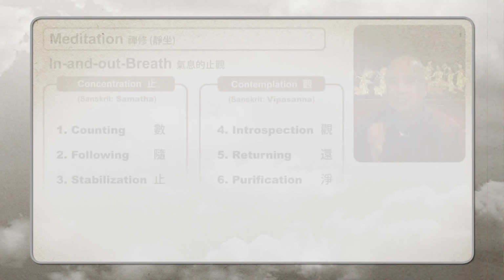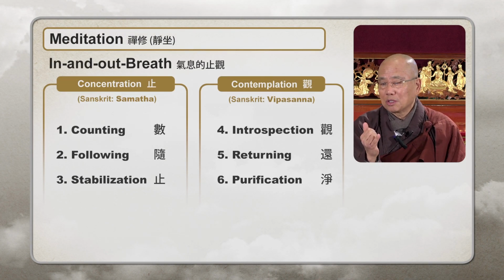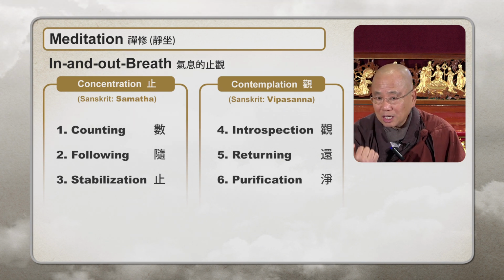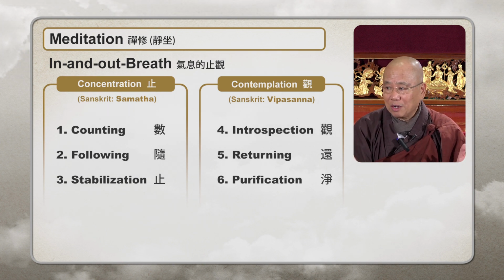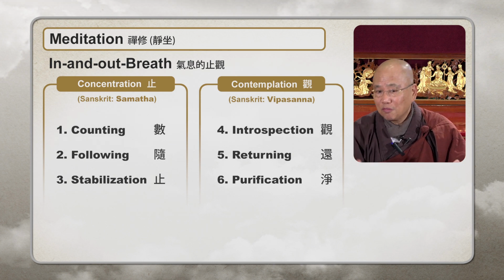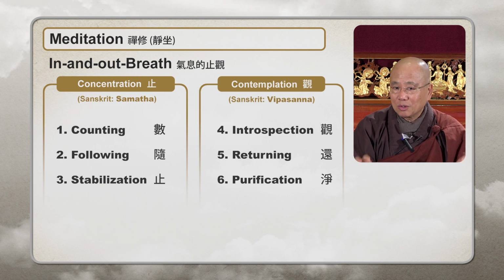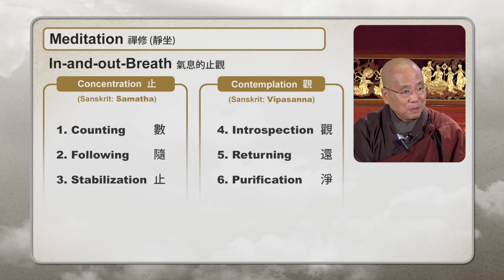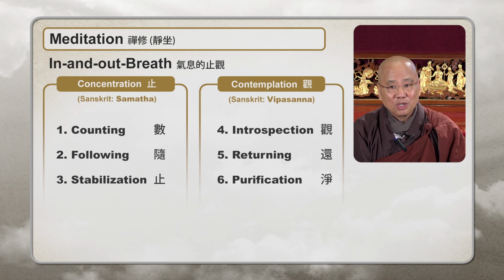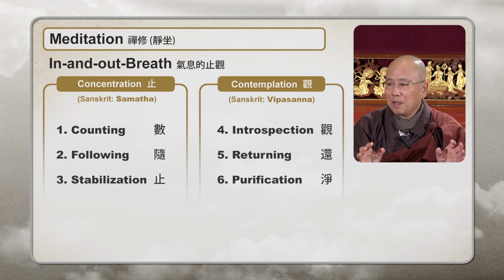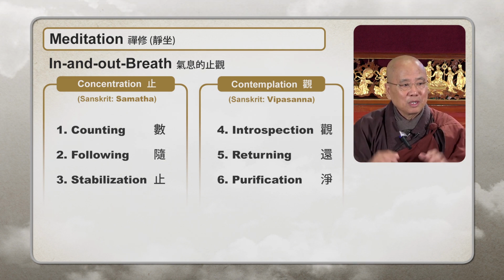So contemplating the breath, as I have explained, itself includes 6 methods according to the Buddha. The first one is counting. The second one is following. When you are thorough with your counting, you have mastered your counting technique. Then you go into following. When you have mastered following, you go into stabilization. When you master stabilization, you go into introspection. When you master introspection, you go into returning. When you master returning, you go into purification. When you go into purification, you are already all prepared for satipatthana, for high level of meditation.